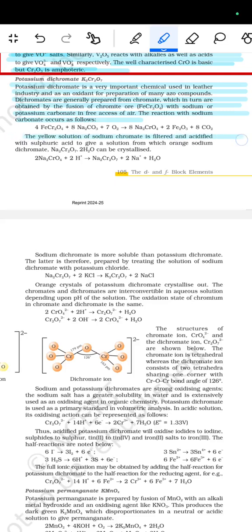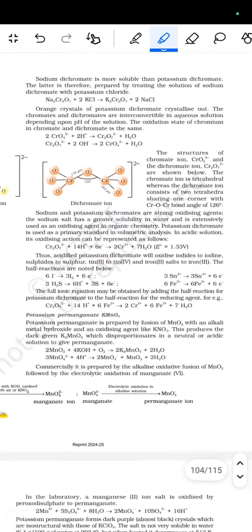The yellow solution of the sodium chromate is filtered and acidified with sulfuric acid to give a solution from which the orange sodium dichromate, Na2Cr2O7·2H2O, can be crystallized. अब इसके आगे बात करते हैं, sodium dichromate is more soluble than potassium dichromate.